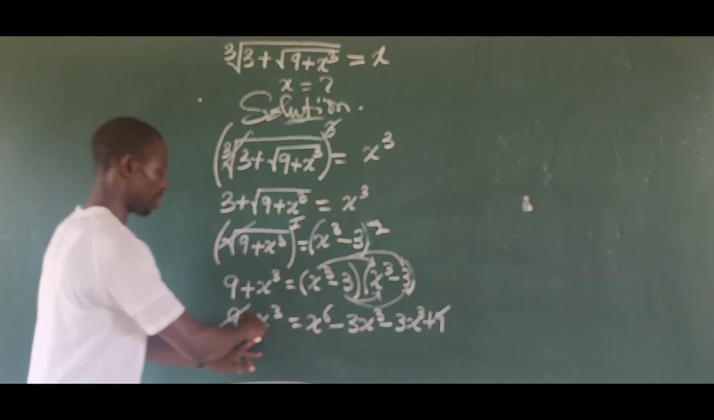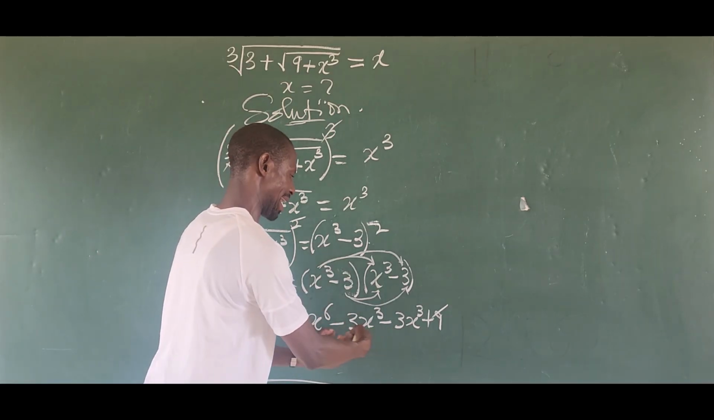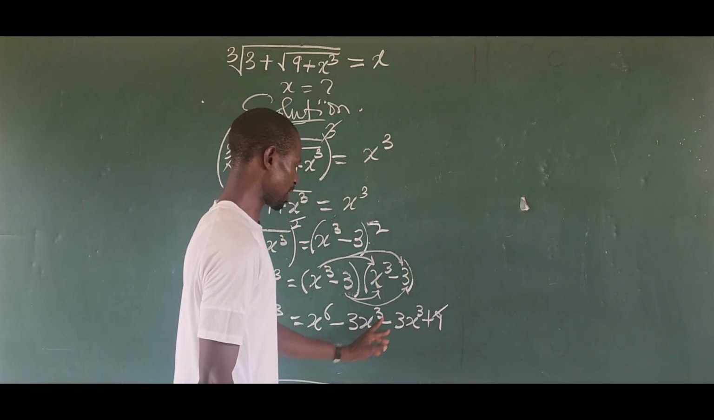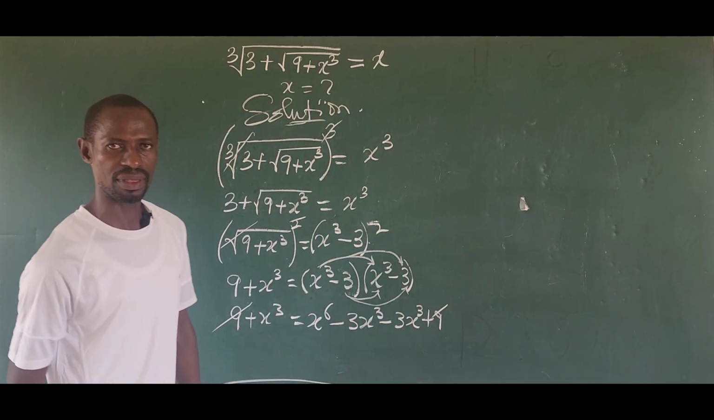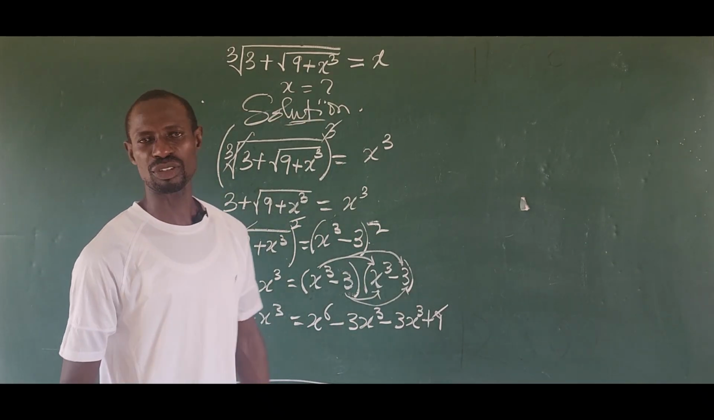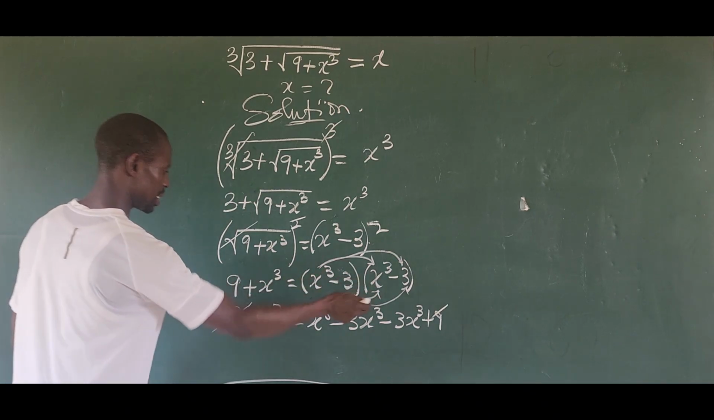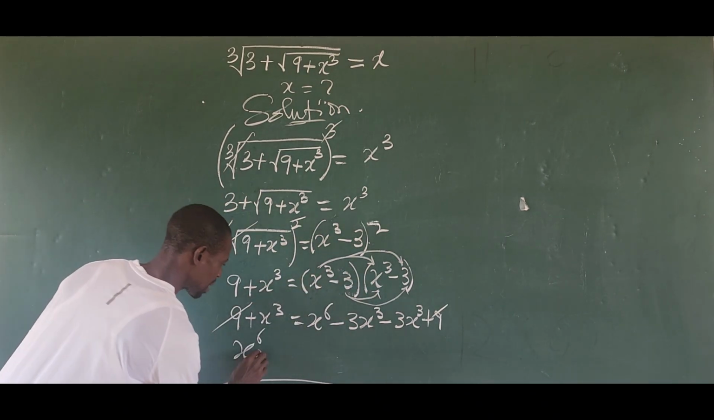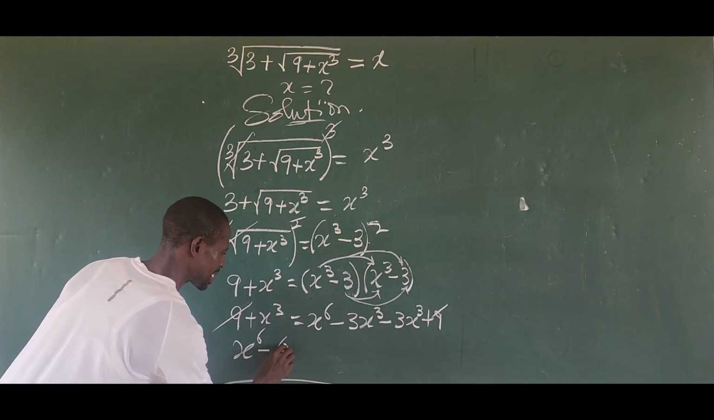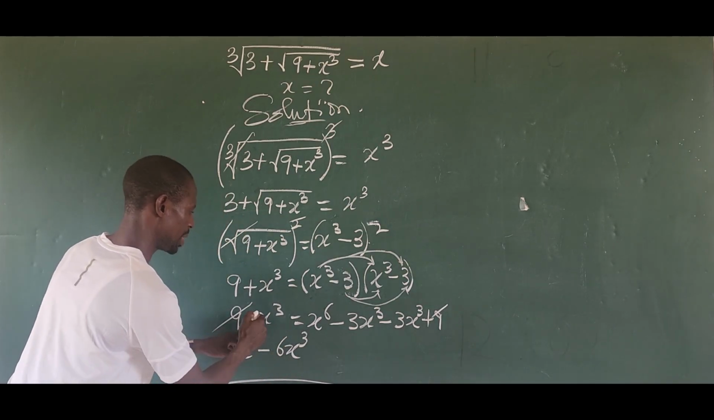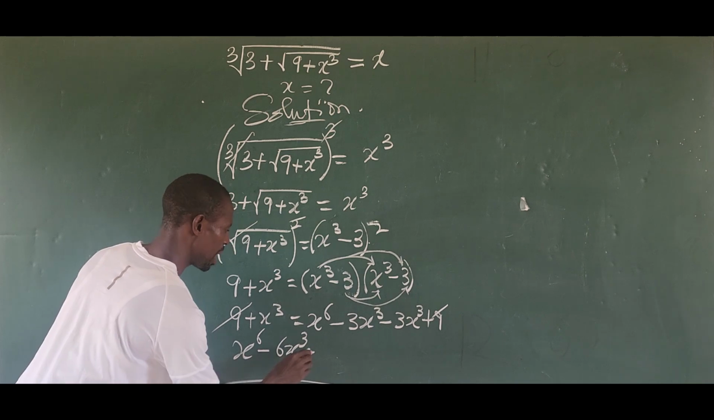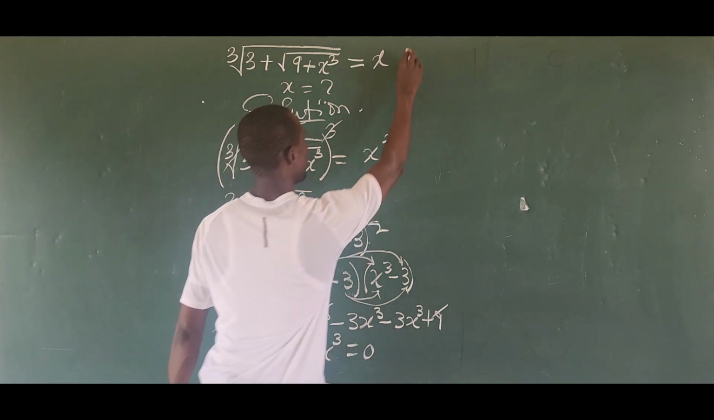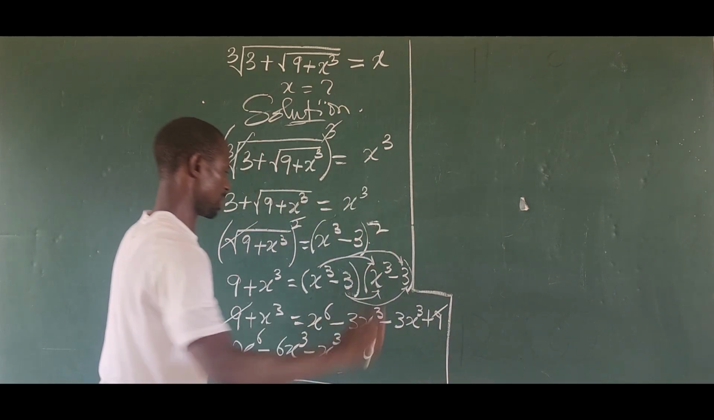We can move this x to the power of 3 to this side. Again, we can carry out the arithmetic: minus 3x to the power of 3 minus 3x to the power of 3 gives us minus 6x to the power of 3. Moving this down to that side gives us x to the power of 6 minus 6x to the power of 3, and then minus x to the power of 3 equal to 0. This is pretty easy.